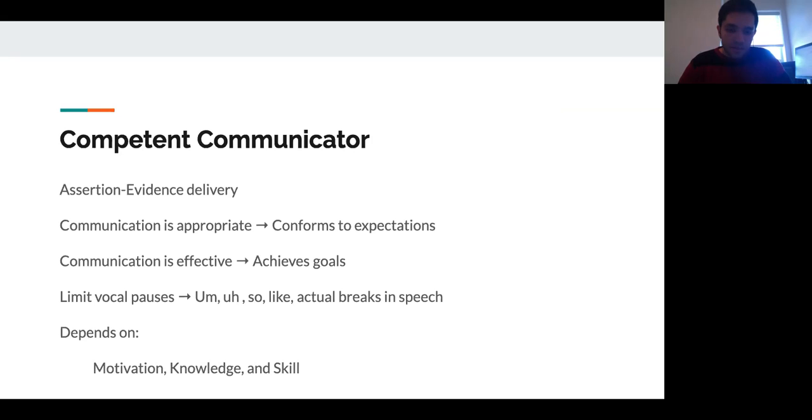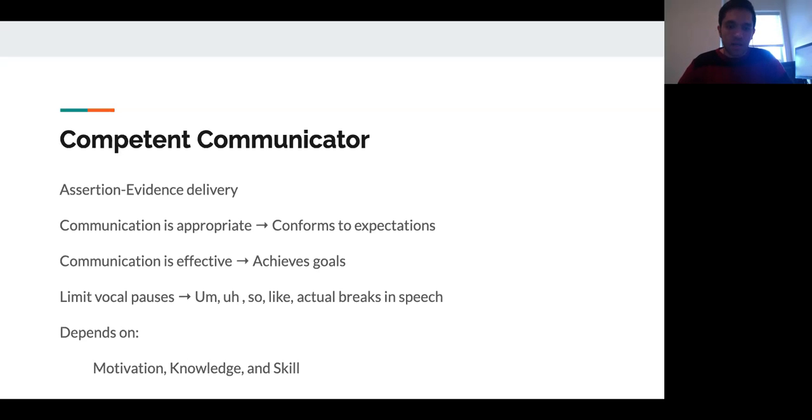Communication is effective when we achieve goals, and it is meant to exchange information. Without that, it's ineffective. So being competent means we can exchange technically correct information without misinformation, so that we can lead to the correct solution. To be a competent communicator, we want to limit our vocal pauses.